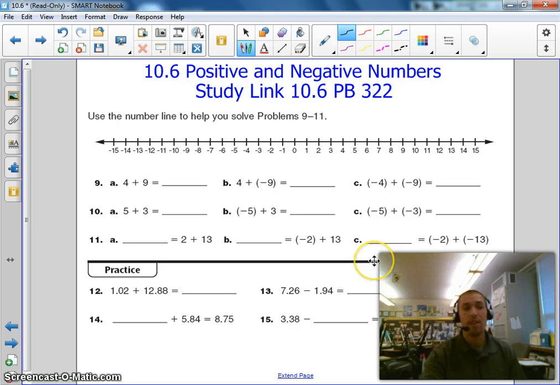These are the types of problems we're going to do, and the next video is going to show you how to solve these types of problems using a number line. I would also suggest, for those of you who check YouTube usually, I just typed in adding and subtracting negative numbers, and it was the third video down. So if you want to go to that, that's an easy way to get to it too.